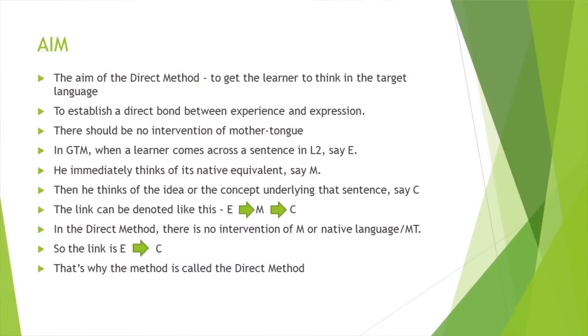Now, what is the aim of direct method? The aim of direct method is to get the learner to think in the target language, that is L2 or English, so as to establish a direct bond between experience and expression. There should be no intervention of mother tongue. In grammar translation method, when the learner comes across a sentence in L2, say E, he immediately thinks of its native equivalent, say M. Then he thinks of the idea or the concept underlying that sentence, say C. The link can be denoted like E to M, then to C.